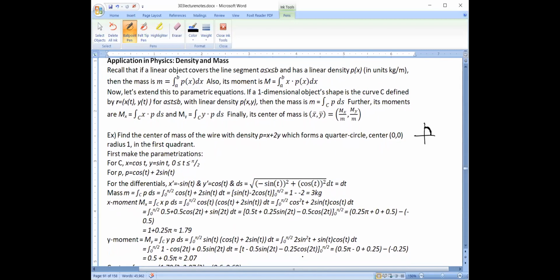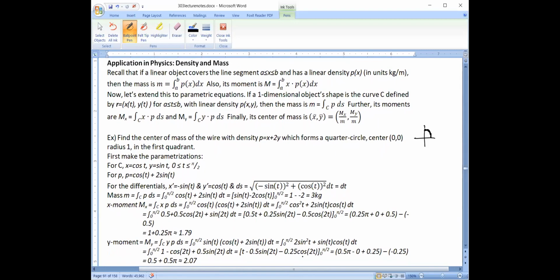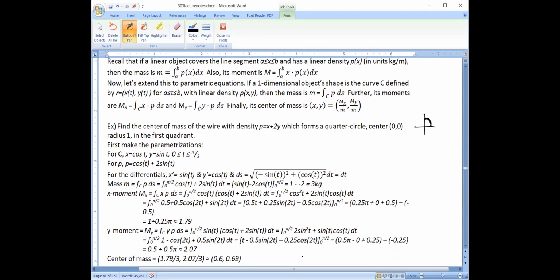And again, very similarly for the y moment, the integral over the curve of y times p times your length ds. The details are there if you want to take a moment to look. But the result for the y moment winds up being half plus half pi, which is approximately 2.07. So put that all together, and you get the center of mass is approximately 1.79 over 3, comma, 2.07 over 3. It's about 0.6, comma, 0.69.